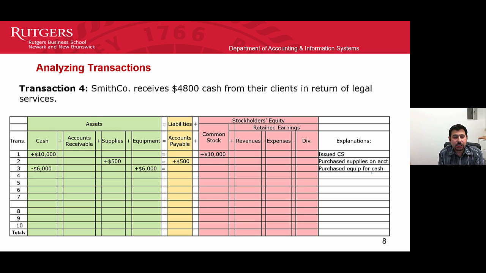Now the fourth transaction says that Smithco receives $4,800 cash from their clients in return of legal services. What happened here is that Smithco provided services to their clients for cash. So what are the accounts that were involved? First, cash was involved because they received cash, and then in return of legal services.